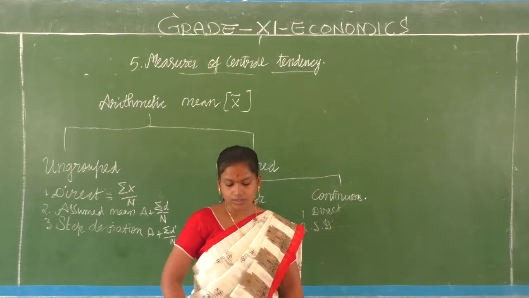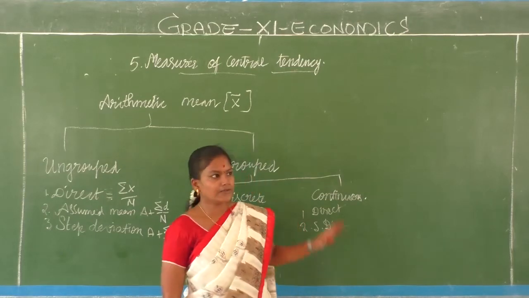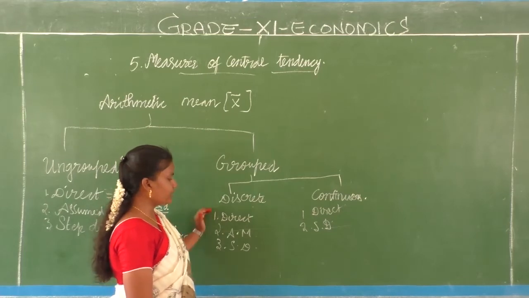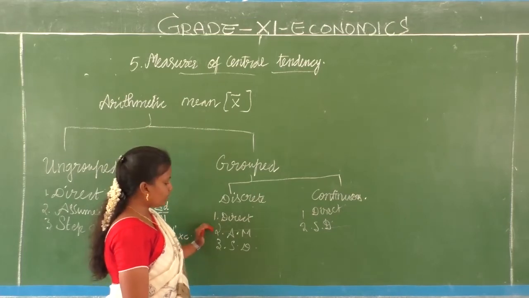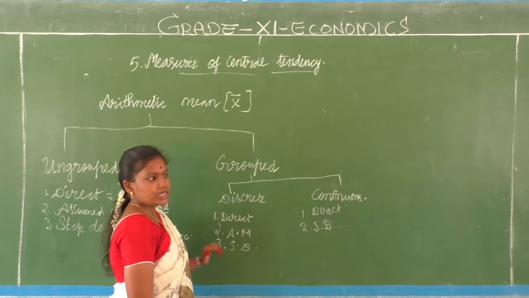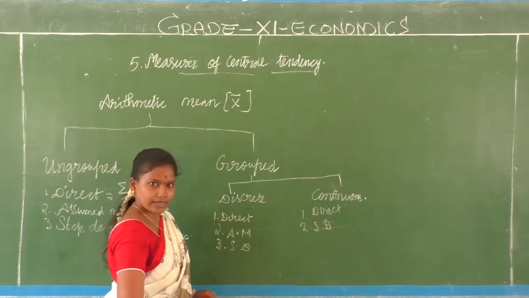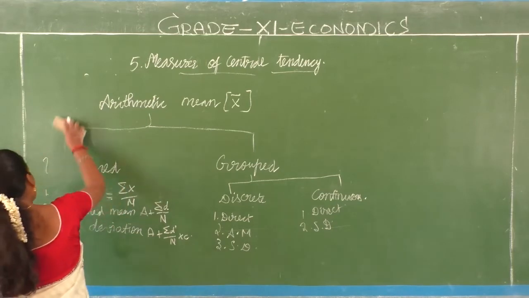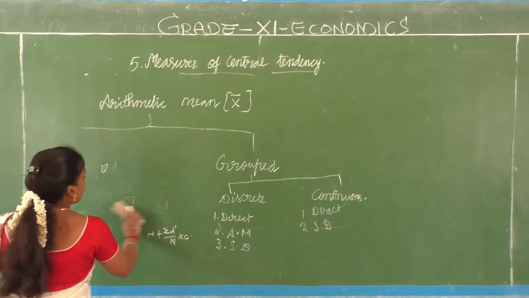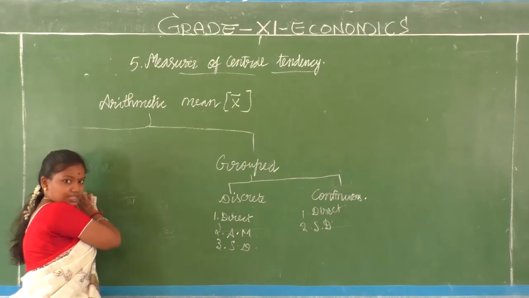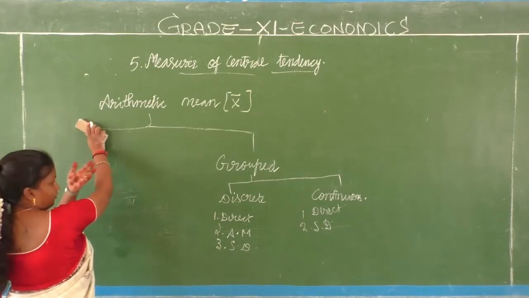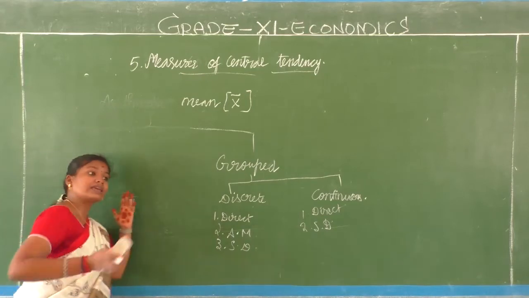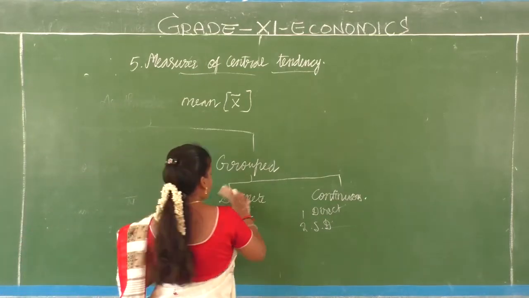Right, children? So what are we going to do first? We are going to discuss discrete series, how to calculate through the direct method, through the assumed mean method, and through the step deviation method. Ready, children? Shall we proceed with the formulas and how we have to calculate the data? We are going to get into the classifications of discrete and continuous variable. Plus, we are going to get into the calculations of these things.